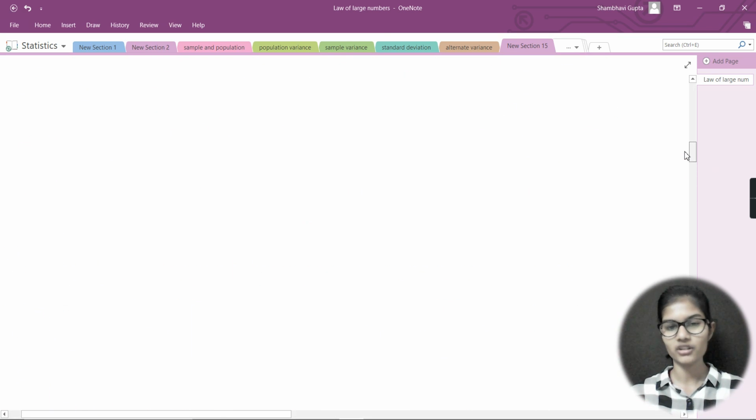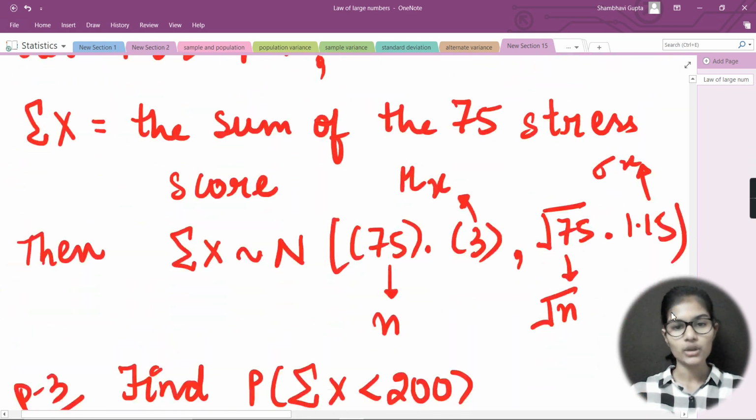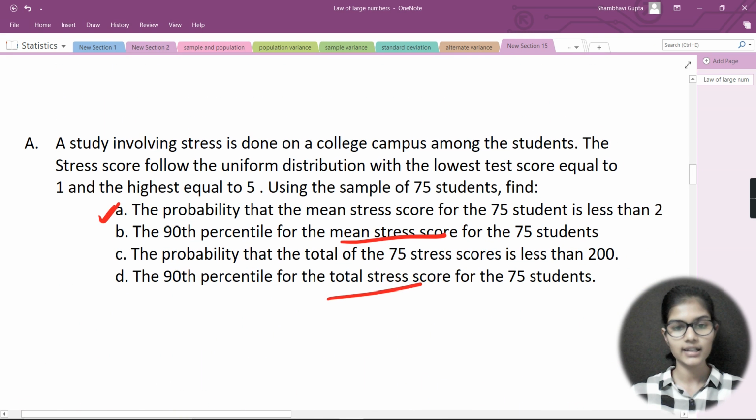Now I'm not going to solve problem number 4 again because it is the same as problem number B. In problem number B it was the mean stress score, and in D it is the total stress score. You need to find that. I'm not going to solve it here. You need to solve that question on your own and report the answer in the chat box, whatever you got. So this is basically how you can solve questions if you're given a question about finding the mean and finding the total.